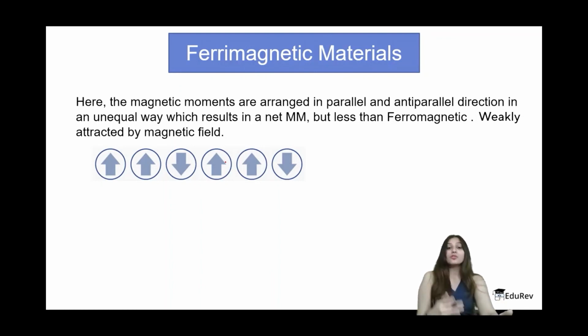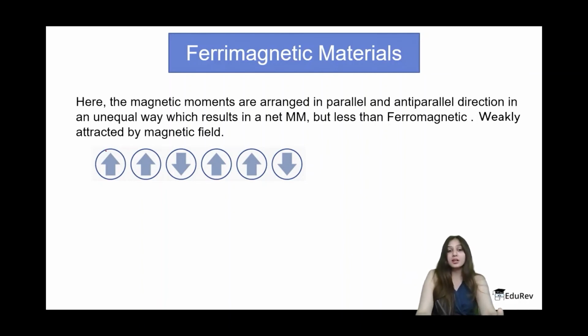Okay, in case of ferrimagnetic materials, what happens here is that they are arranged into parallel and anti-parallel direction, but in an unequal way. Okay, and because of that, we will have a net magnetic moment. In case of anti-ferro, we have them arranged in parallel and anti-parallel in an equal manner. Okay, that's why we do not have any net magnetic moment, but in this case they are arranged in unequal ways, and that's why we will definitely have a net magnetic moment.